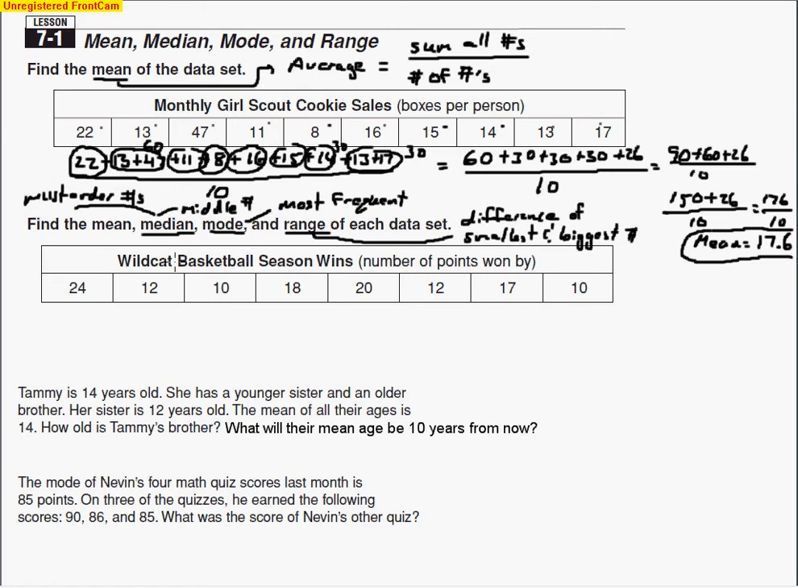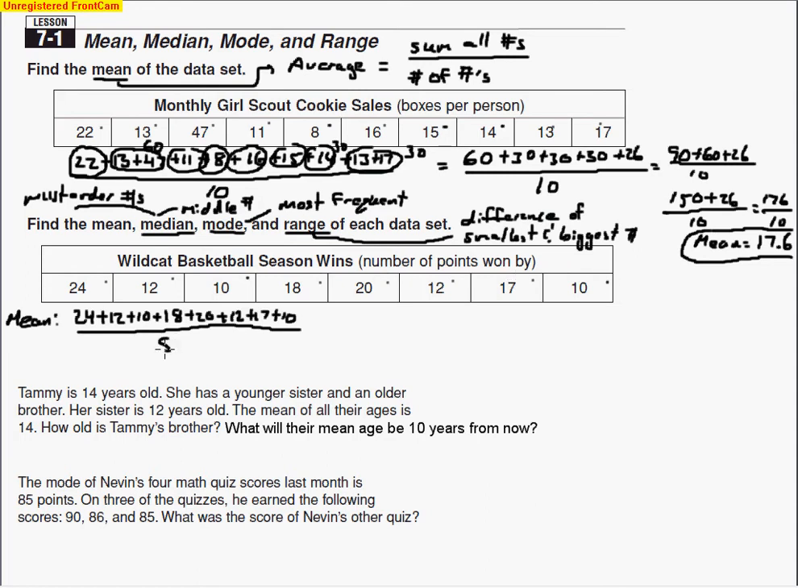So let's go ahead and take a look at what we've got here. First, we'll find the mean. And so we'll just go ahead and add up all those numbers. We've got 24 plus 12 plus 10 plus 18 plus 20, and then another 12, a 17, and a 10. So we're going to add up all of those numbers and divide by the number of numbers. So we've got to count them up. We've got 1, 2, 3, 4, 5, 6, 7, 8 numbers.